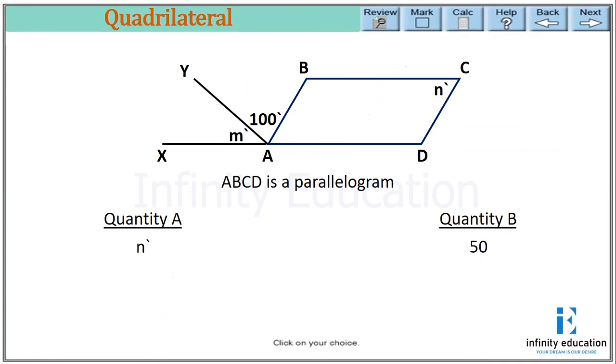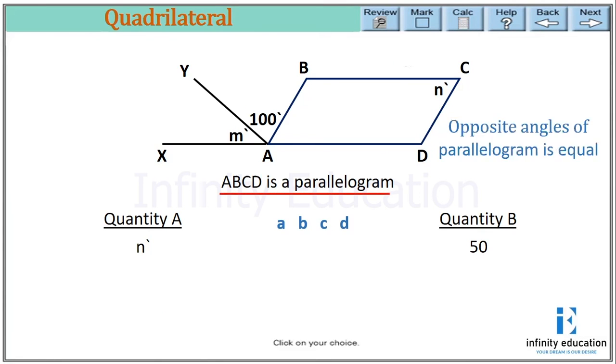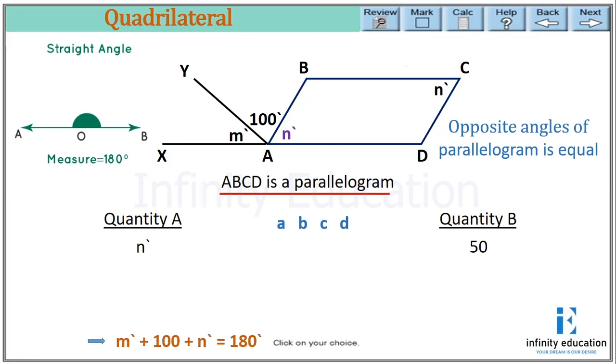ABCD, again it's a parallelogram. Okay, so many questions from the parallelogram. We can see this is a quantcom question, so we must write the ABCD first. Now if ABCD is a parallelogram, we know the opposite angles are the same. So if angle C is N, angle A should be N at the same time, and we know the straight angle is 180 degrees. So we can say M plus 100 plus N equals 180. So we are getting M plus N as 80 degrees.